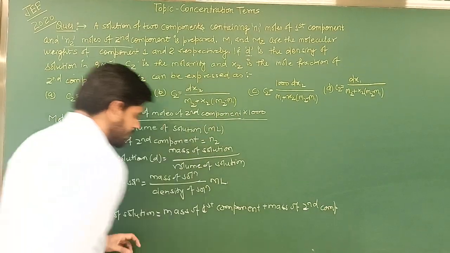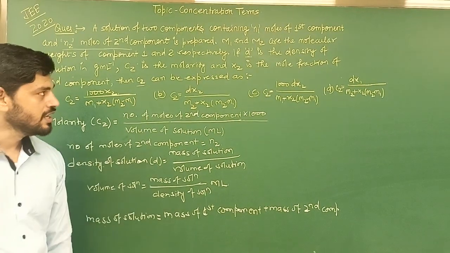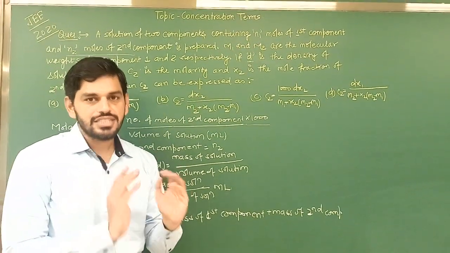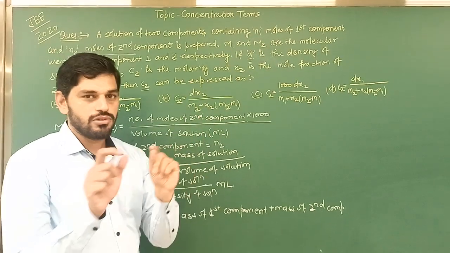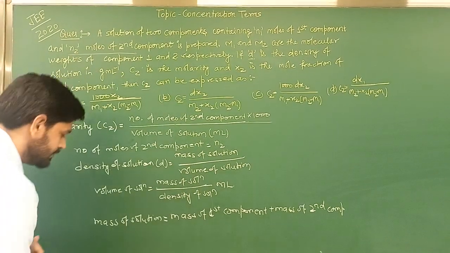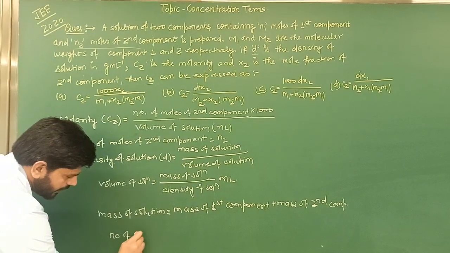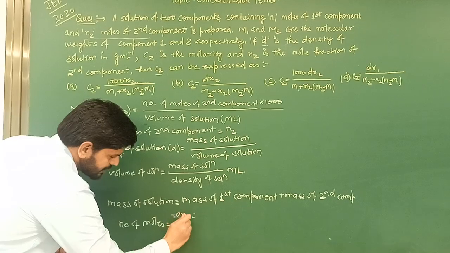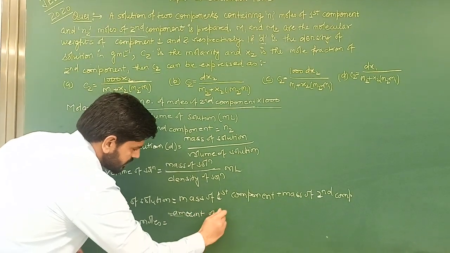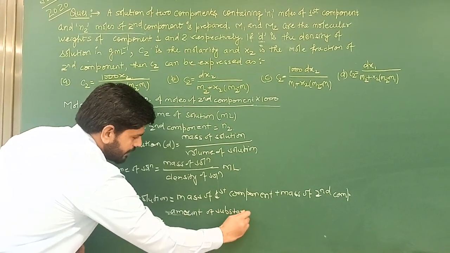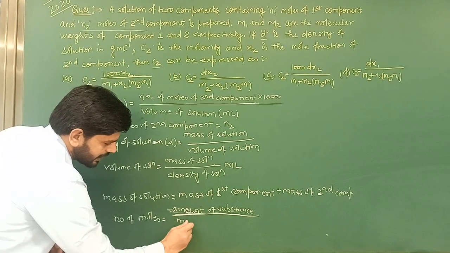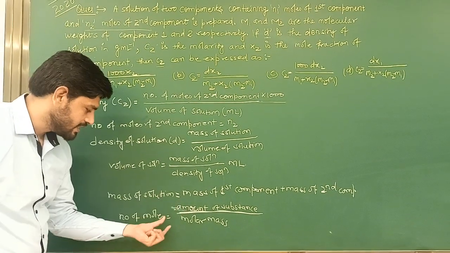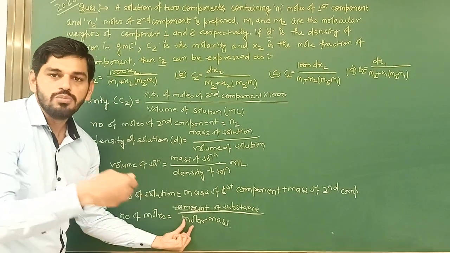But no direct mass is given. How can we find out the mass? Basically, two terms are given. One is the moles and second one is the molecular weight. And there is a relationship between the number of moles, the amount of substance and the molecular mass. The number of moles of any component we can find out if we know the mass, the amount of that substance, divided by its molecular weight, or we can say its molar mass. So how can we find out the mass? This is nothing but the number of moles times its molecular weight.